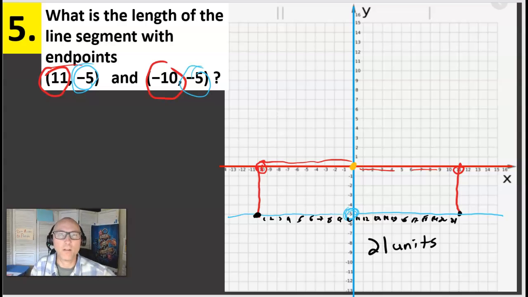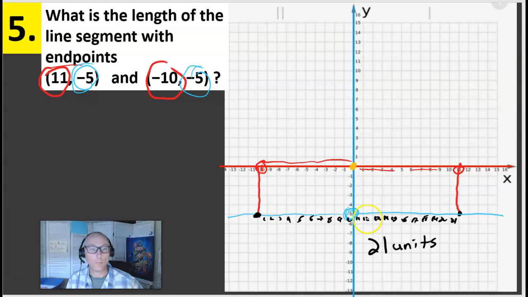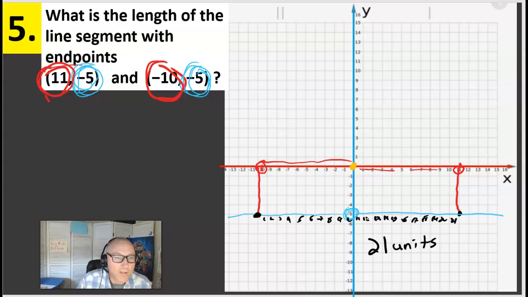Okay, so I did this the drawing way, the visual way. How could we do this using the formula? I'll show you. Okay, so here, when the y values are the same, we don't really need to do anything with those, because that's not going to really make a difference in what we're doing. Speaking of making a difference, we're going to find the difference between the x values. What's the difference between 11 and negative 10? We're just going to say this is x1. This is x2.